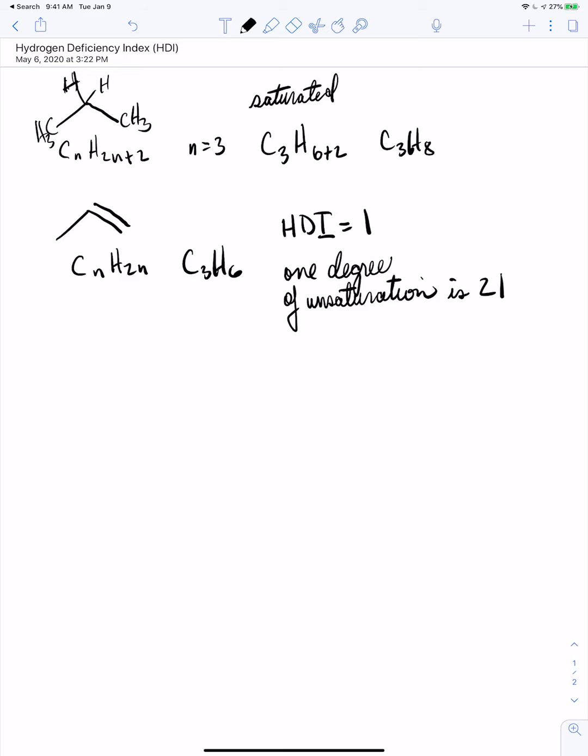is 2 hydrogens. So the way this number comes about is if we come back up here and look at this saturated molecule, we always use a saturated molecule as the comparison point. If we compare it to the molecule that we have here, we see that it's deficient in 2 hydrogens, and so its hydrogen deficiency index number is 1. It's got 1 degree of unsaturation.